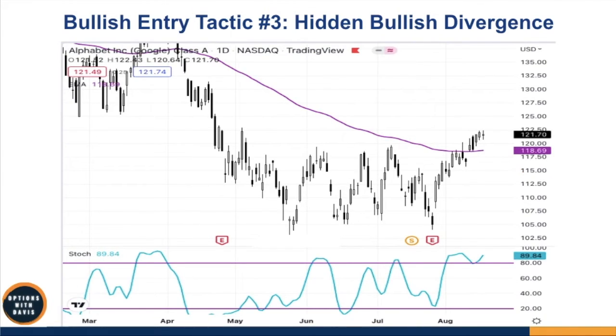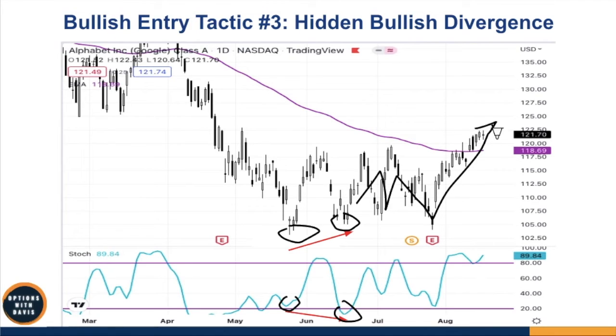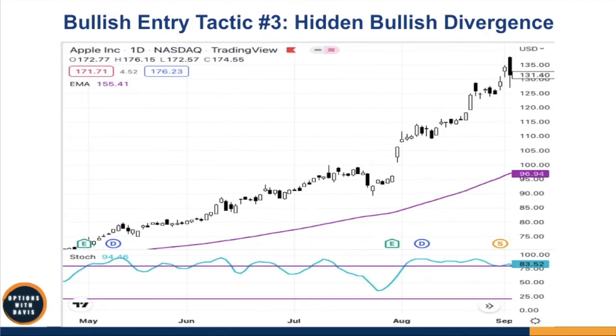All right, let's take a look at another example. Can you identify the hidden bullish divergence here? Just pause the video if you have to. All right, so it's here. The market is going up, again forming higher lows, but then the stochastic is forming lower lows. And soon after, although the market bounced up and down for a while, it eventually went back up.